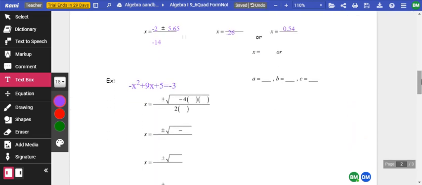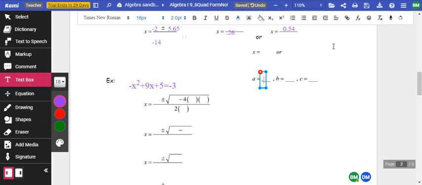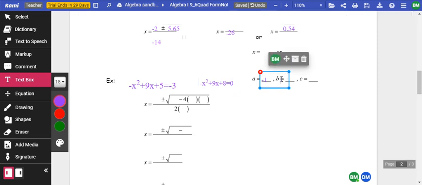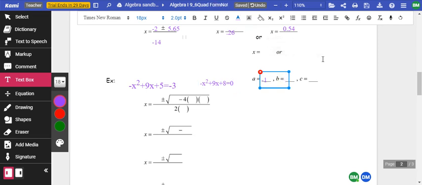We're going to do this one more time, and we're going to talk about the discriminant, which is underneath the square root sign. So here it's the same thing. I get negative x squared plus 9x, and then I have to add the 3 to both sides, so I end up with plus 8 equals 0, because remember, you have to have 0 first. So I still get A is negative 1, B is 9, but C is going to be 8.